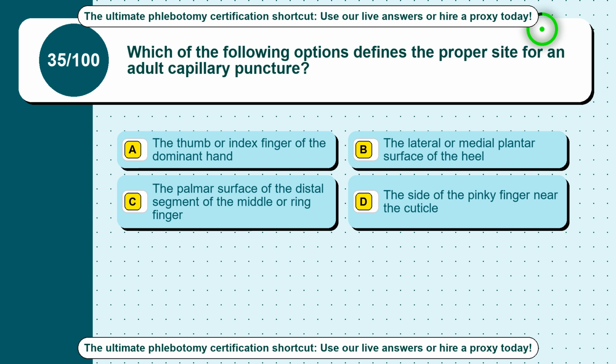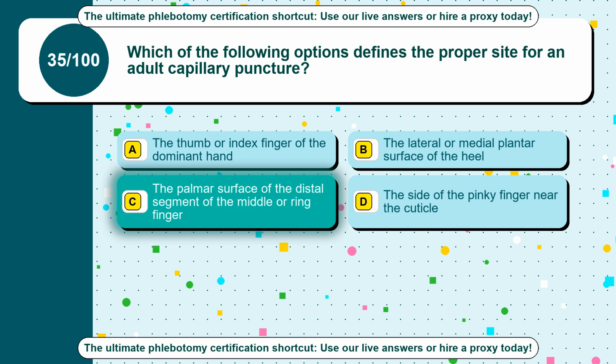Question 35. Which of the following options defines the proper site for an adult capillary puncture? Option A. The thumb or index finger of the dominant hand. Option B. The lateral or medial plantar surface of the heel. Option C. The palmar surface of the distal segment of the middle or ring finger. Option D. The side of the pinky finger near the cuticle. The correct answer is option C.